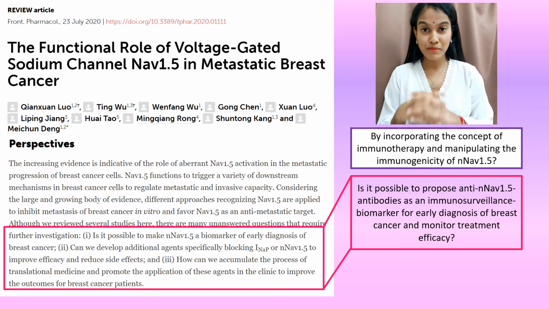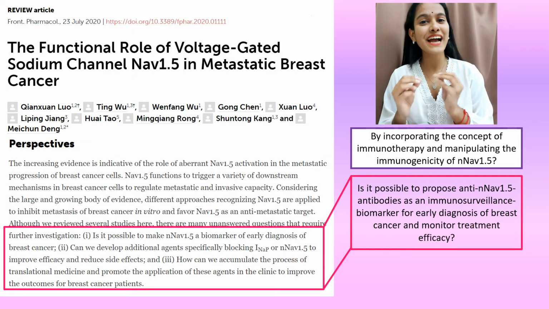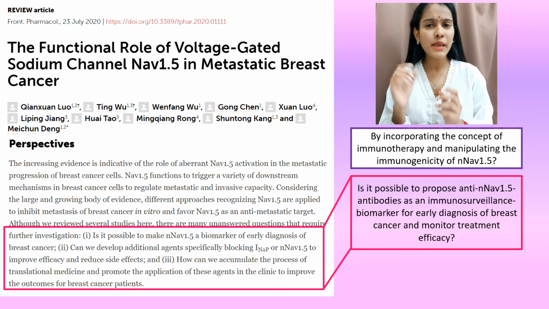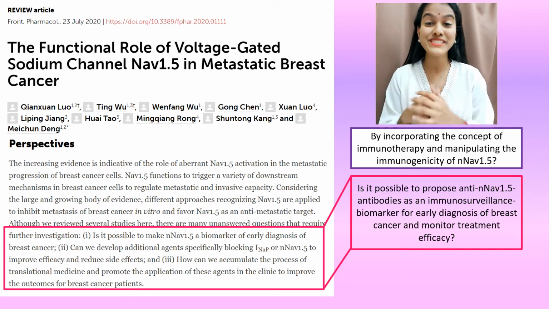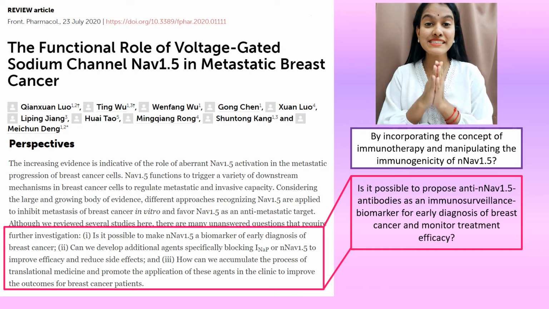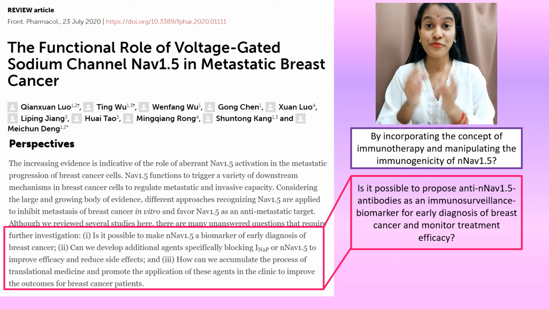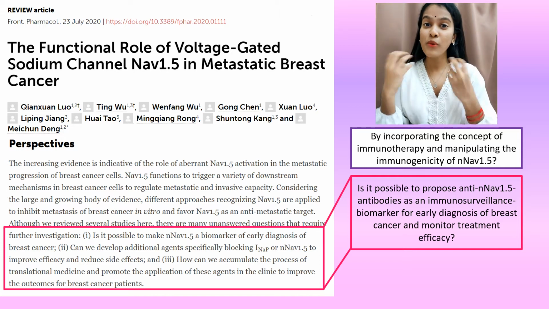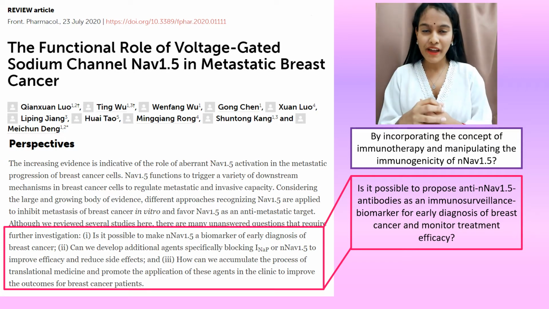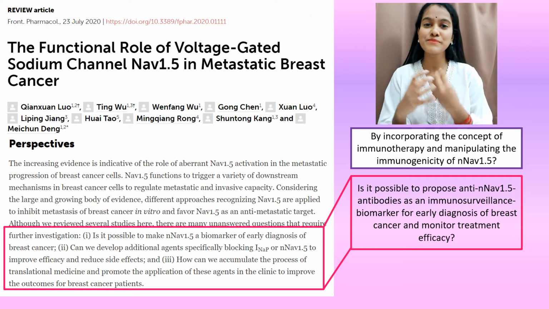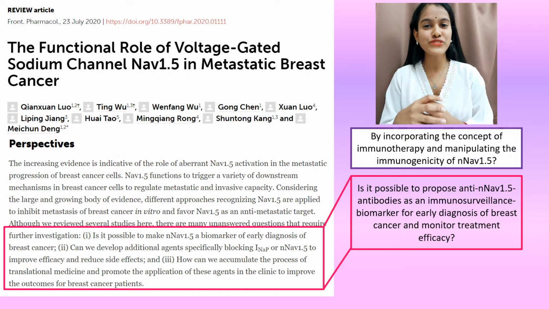This year, a paper was published in Frontiers in Pharmacology which highlights the functional role of NAV 1.5 in breast cancer metastasis. A particular point caught our attention, which suggests that it is possible to make neonatal NAV 1.5 a biomarker for early diagnosis of breast cancer. We decided to incorporate the idea and propose a new concept whereby we would like to incorporate the immunogenicity of neonatal NAV 1.5 as an immunosurveillance marker in order to monitor treatment efficacy.